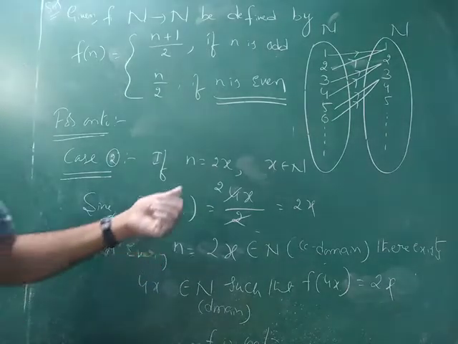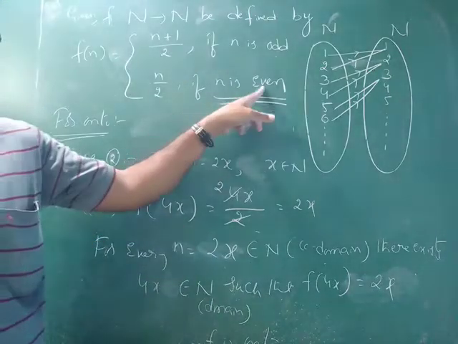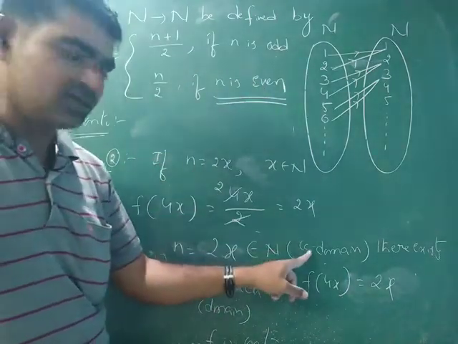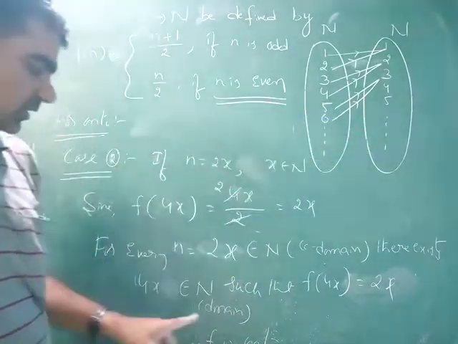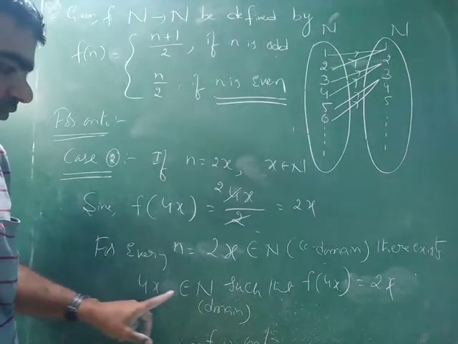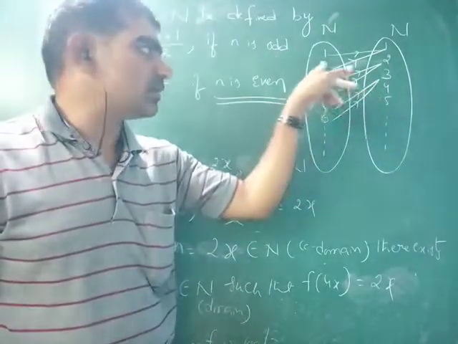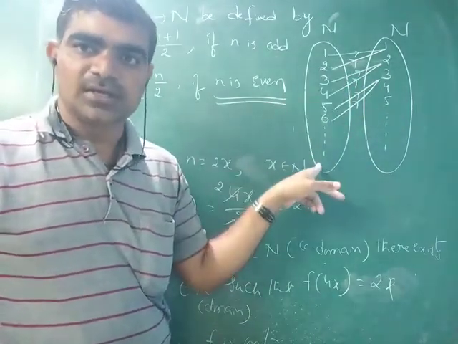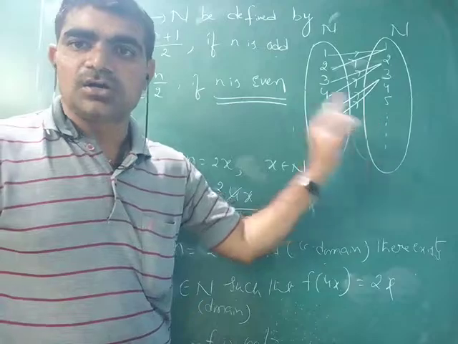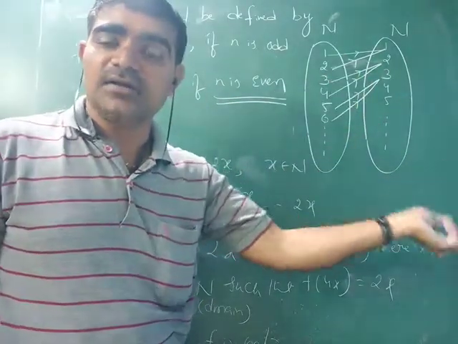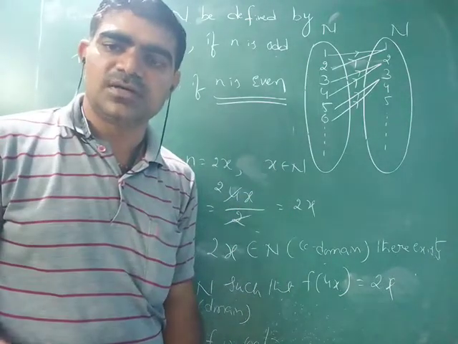For every element in the codomain, please observe, which case is this? Second case, nothing but the even case. For every element in the codomain, we have the pre-image in the domain. How? 4x. So therefore f is onto. Every element of the codomain has a pre-image in the domain. Or you can say your codomain is also N, the range set is also N. That is also we can say f is onto.